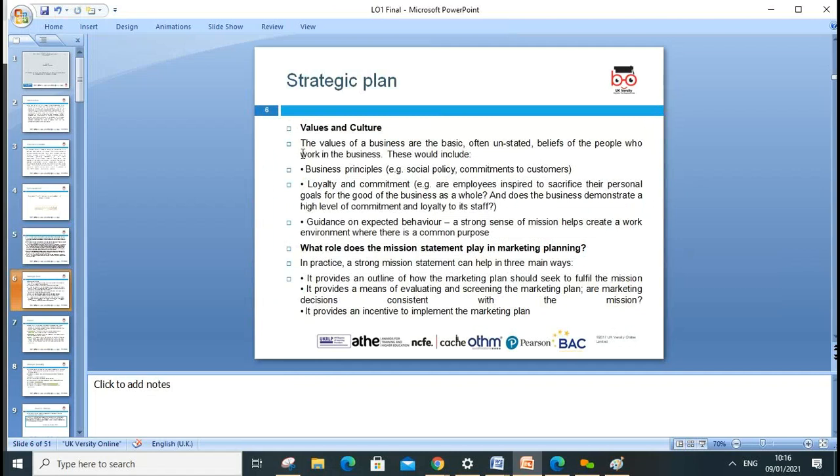Okay, in the strategic plan, values and culture are quite crucial. What are the values of the business?